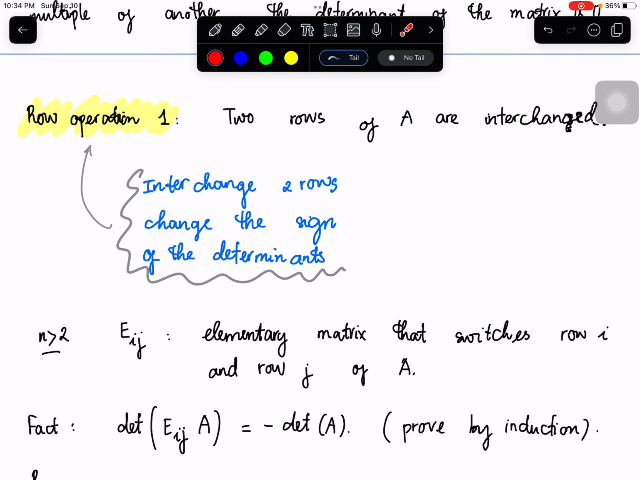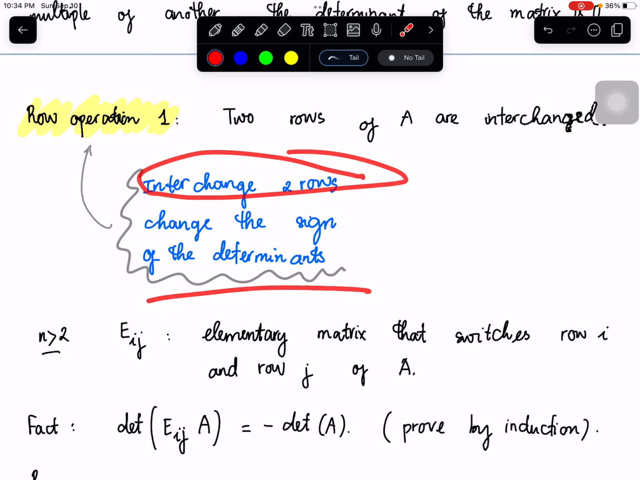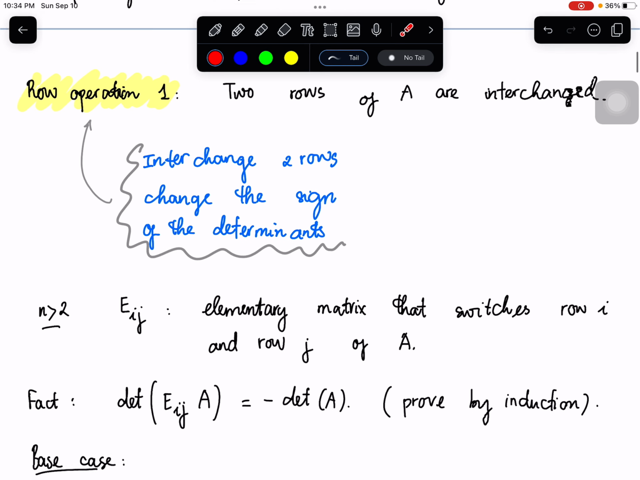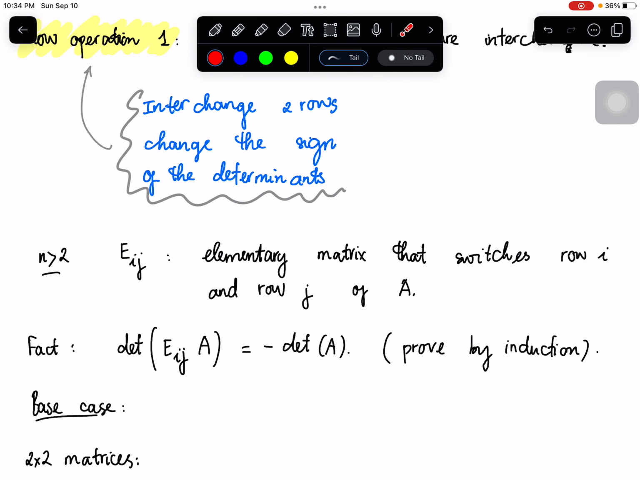Here we prove that if we do a row operation of type 1, meaning that two rows of the matrix are interchanged, then here's the result. Interchange two rows, change the sign of the determinant. So plus becomes minus, minus becomes plus, and that's all. It just changes the sign of the determinant. And here's the way we prove it.